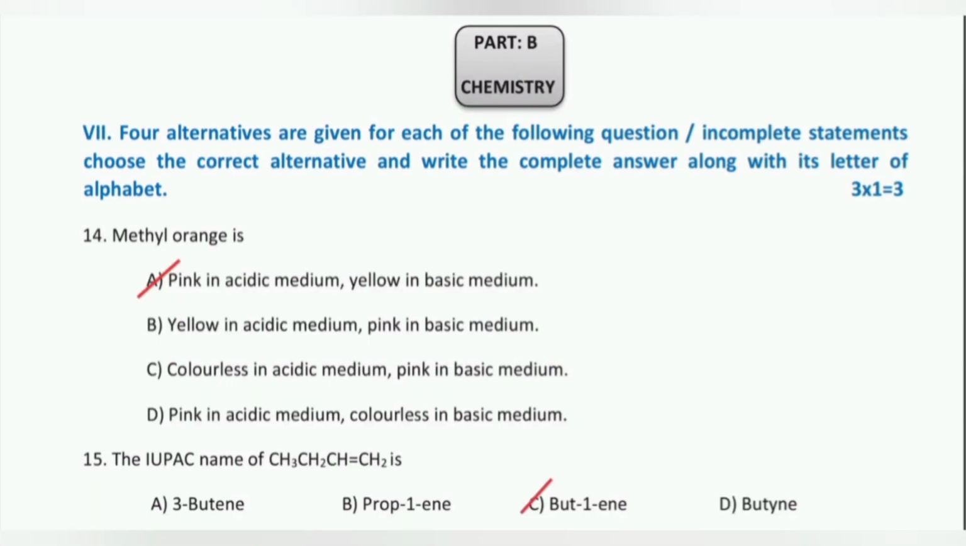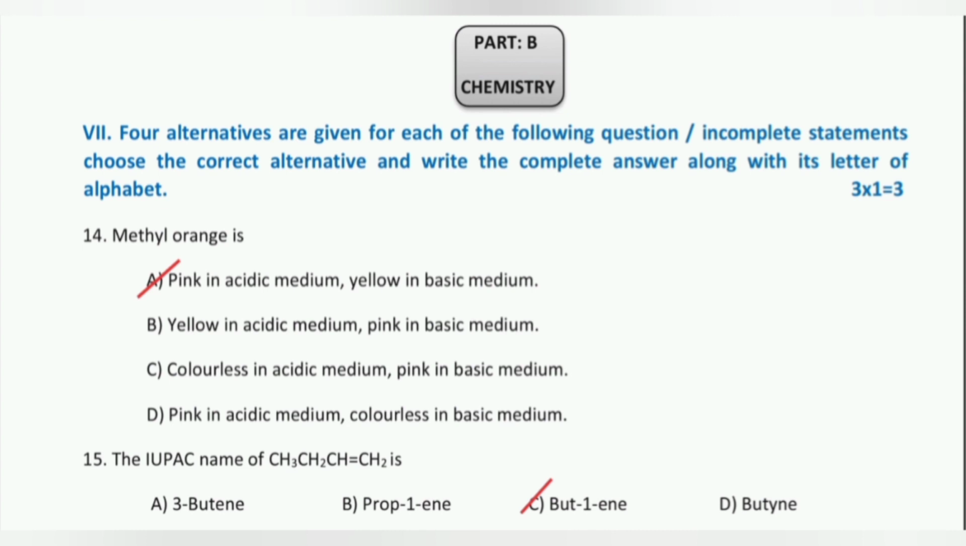Now students, moving to part B chemistry multiple choice questions. Methyl orange is pink in acidic medium, yellow in basic medium. Methyl orange is an indicator. In the presence of acid, it turns pink. In the presence of base, it turns yellow.